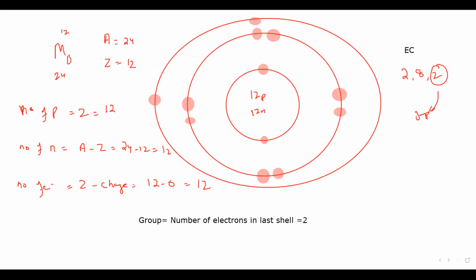The electronic configuration represents the number of electrons arranged in a shell. So in the first shell, we have 2 electrons. In the second shell, we have 1, 2, 3, 4, 5, 6, 7, 8 electrons. And in the third shell, we have 2 electrons. So the electronic configuration is 2, 8, 2.